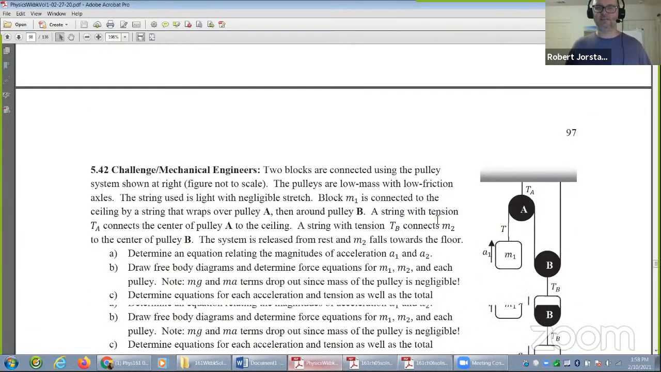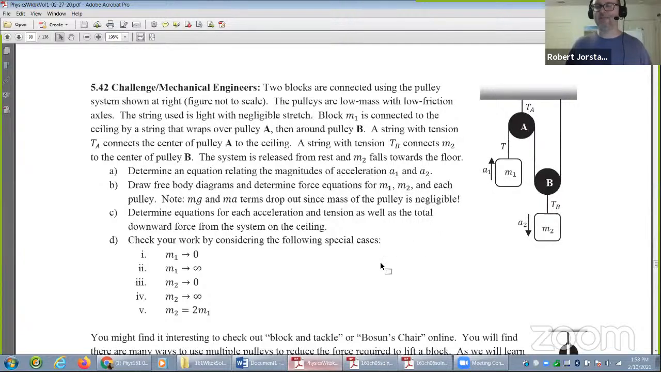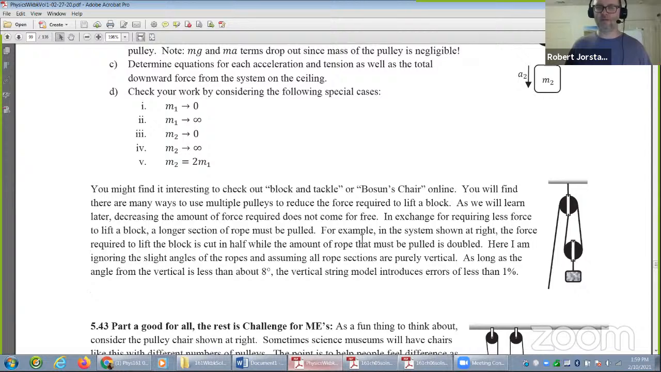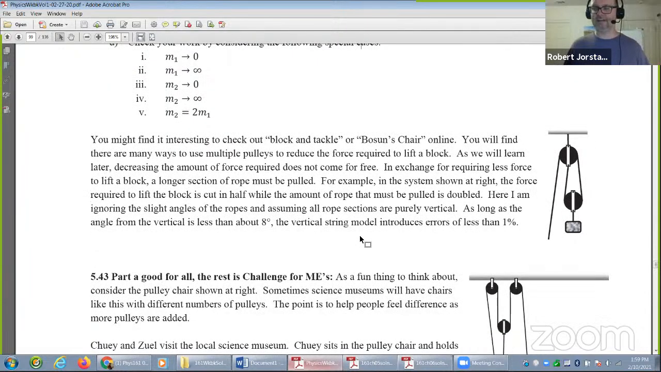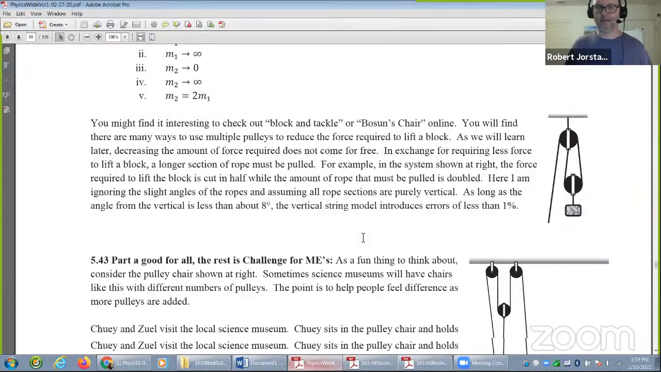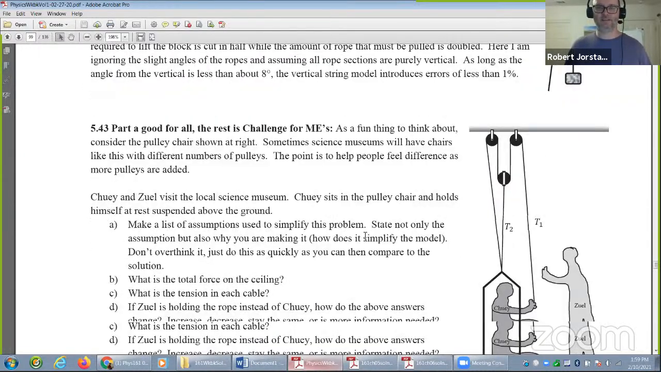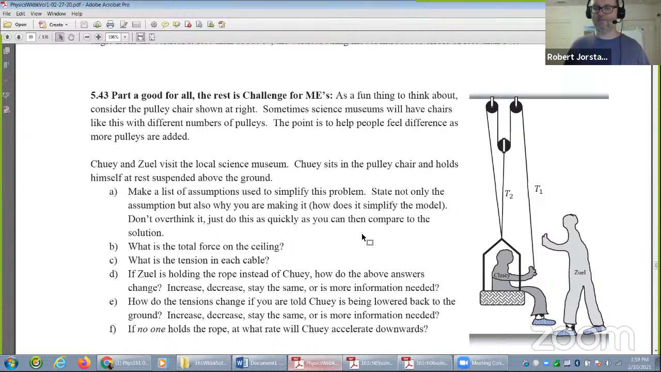If you're curious and you like this one, maybe you're a mechanical engineer and you want to see this, you should try this one, right? It's similar. Or maybe you've heard of a bosun's chair or a block and tackle. So this might be what that looks like. And here's another one. This is kind of a fun one for me. I've always wanted to make one of these. I just haven't had the time.